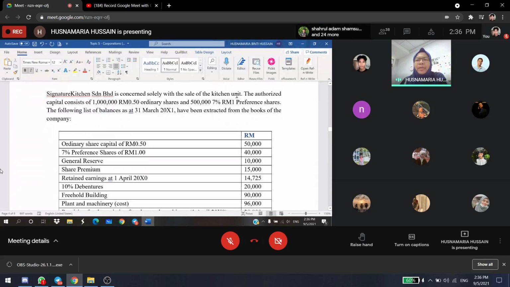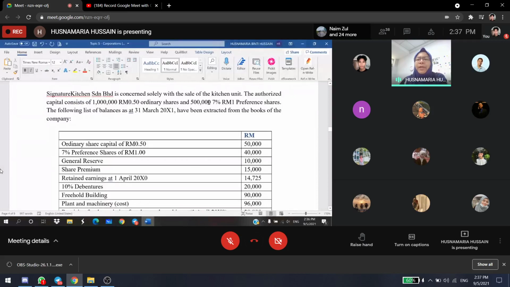This is a kitchen unit, meaning whatever you need in the kitchen, the furniture or whatever. The authorized capital, see, they give you the authorized capital consisting of 1 million units at 50 cents, this is the value of the share. What type of share? Ordinary. So this is the number of units, this is the value, and this is the type of share.